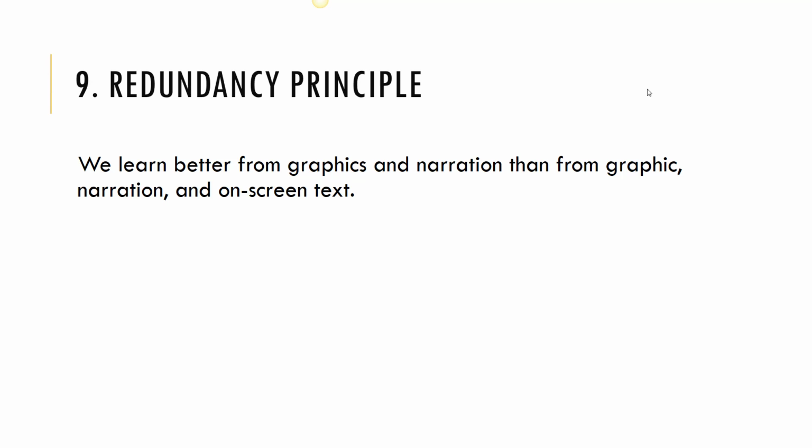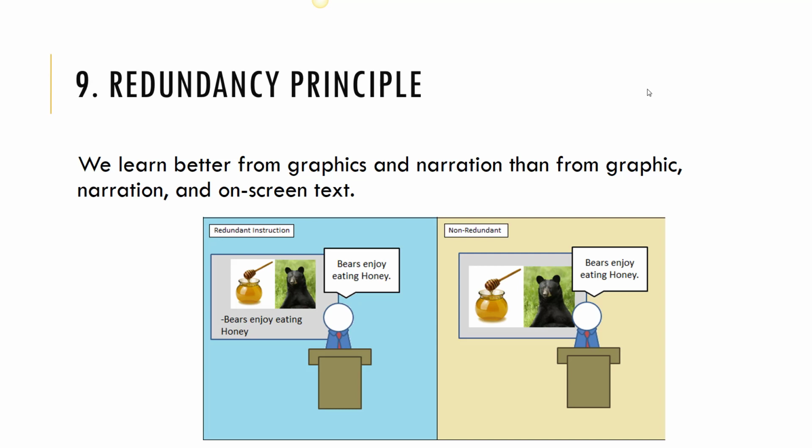I've been very intentional about, one, giving you time to process the text on screen before I start talking, and two, not making my narration exactly what is on the screen. So I'm not reading word for word. This is a simplified version of this, but the screen isn't saying bears eating honey and then I'm saying bears enjoy eating honey, right? Not doing that. So just think about using graphics and narration versus graphic, narration and on-screen text that are all communicating the same exact thing.